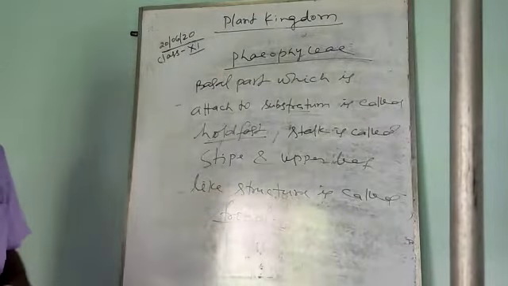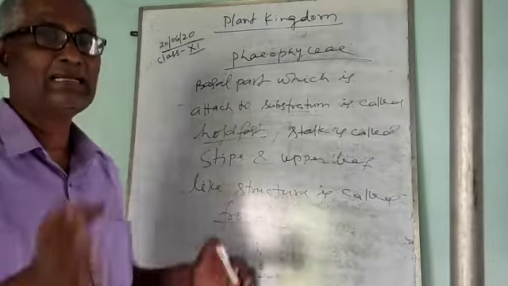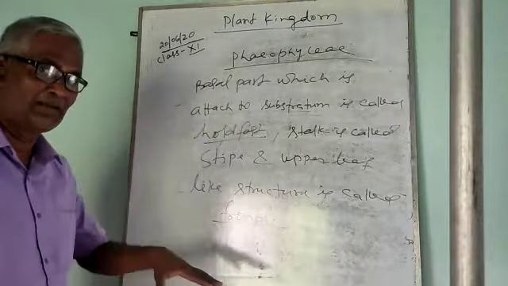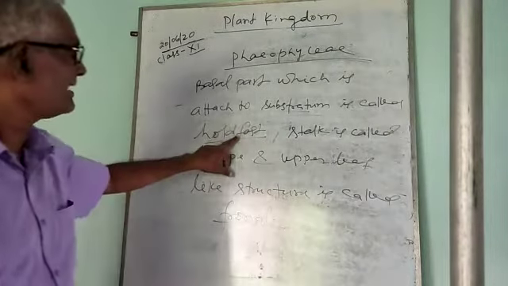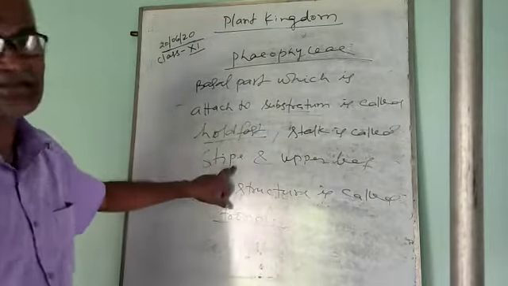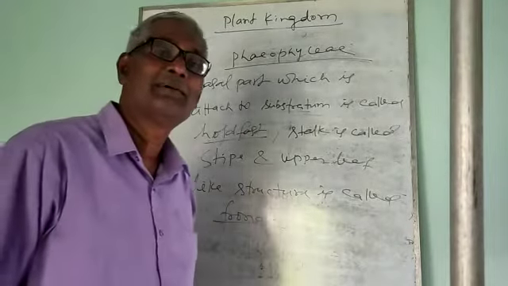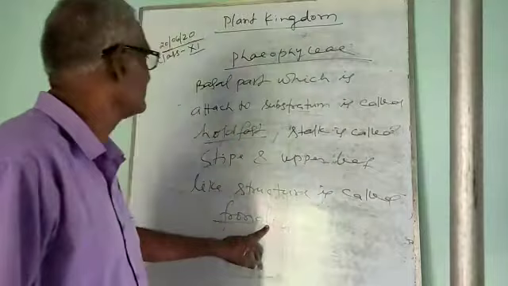So it is comparatively bigger in shape and is called kelp. Kelp is divided into three parts: first is the holdfast, second is the stipe, and the upper leaf-like structure is called the frond.